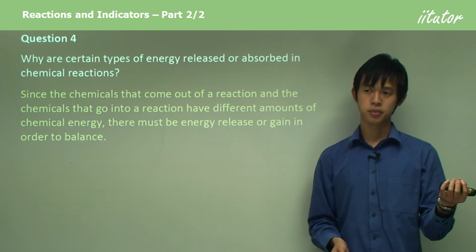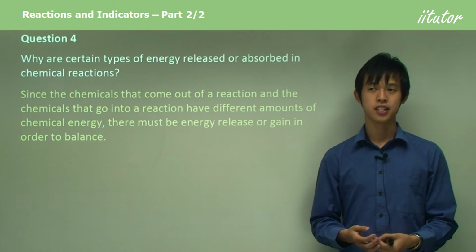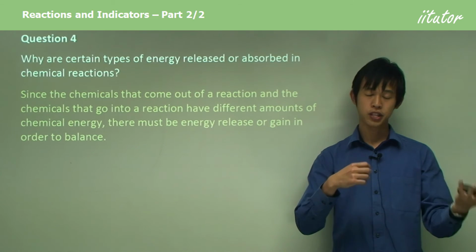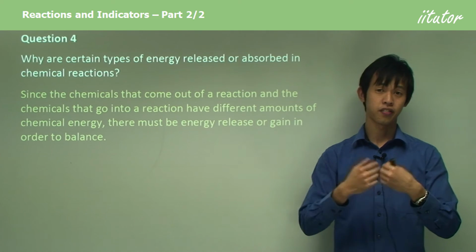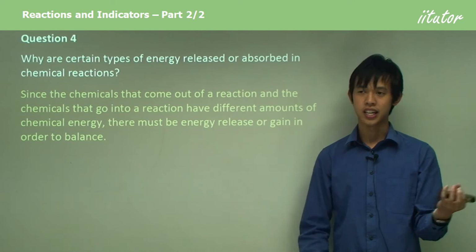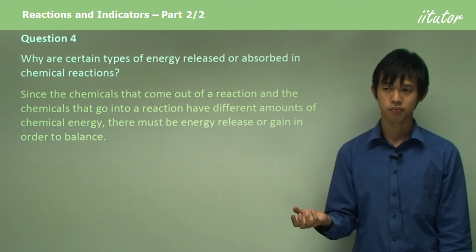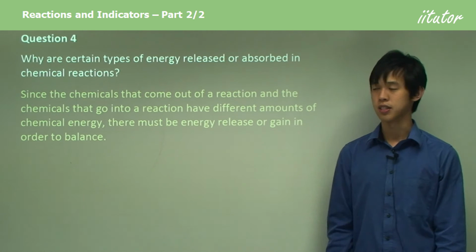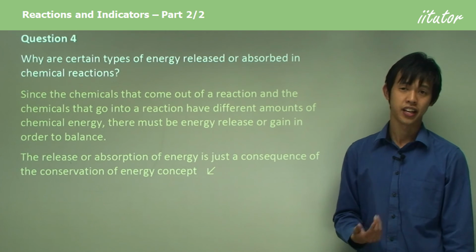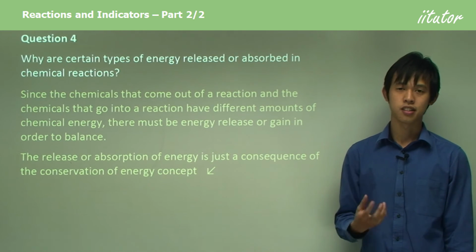Now the question then becomes, well, how can one suddenly turn into the other? And the easy way to solve that is by looking at the energy that's released in the reaction. So when the petrol burns, it releases a lot of energy. And that energy is part of the chemical energy in the petrol until it finally gets down to the carbon dioxide, which has very little chemical energy. So that's how we balance the two energies. The release or absorption of energy is just a consequence of the conservation of energy concept. So it's just a consequence of the fact that energy needs to be conserved.